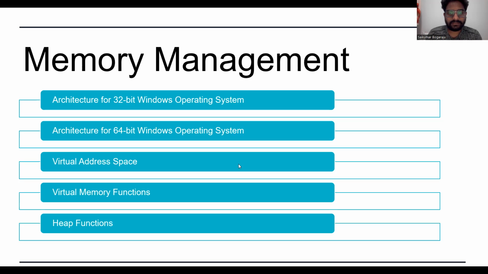So let's discuss heap functions. There are many heap functions in the Windows 11 operating system. For each process, the system creates a default heap. If applications make frequent allocations from the heap, they can benefit from private heaps. There are many heap functions like GetProcessHeap, GetProcessHeaps, HeapAlloc, HeapCompact, HeapCreate, and many other functions like that. That's all about memory management.